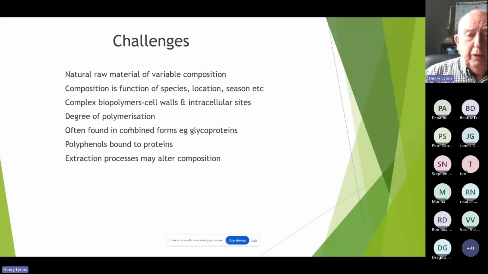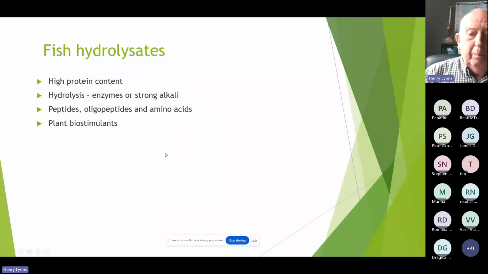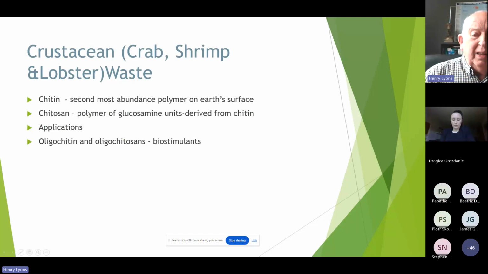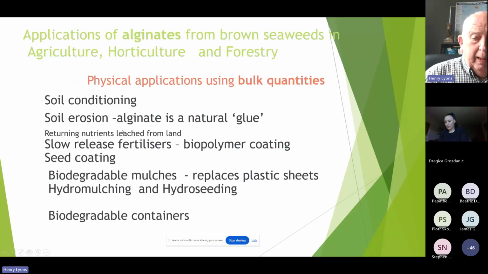Now, very quickly, fish hydrolysis. Amino acid content is high in fish, so fish waste can be hydrolyzed and broken down to give peptides, oligopeptides, amino acids, which are plant biostimulants. They're on the market in the United States. For the future, crustaceans, crab waste, shrimp, and the main products coming out of there will be chitin and chitosan. You'll hear a lot about this in the future. Again, oligo, short chains, very active biostimulants, so from the sea.